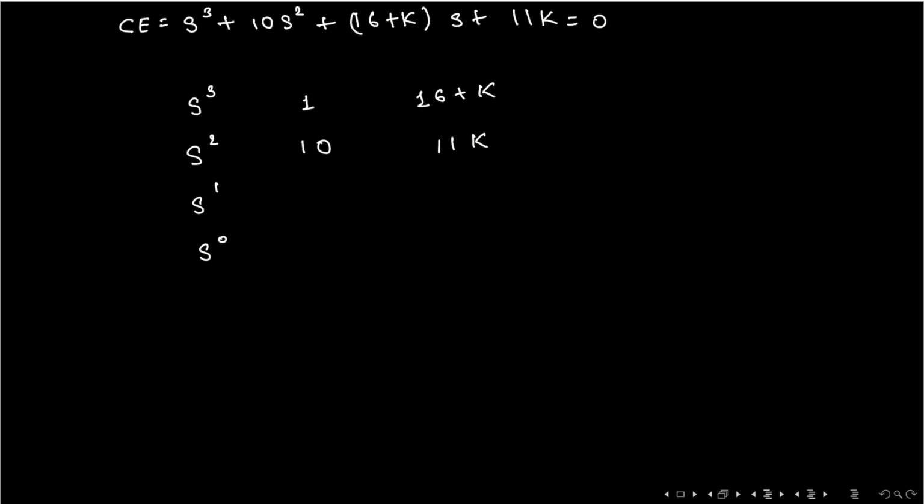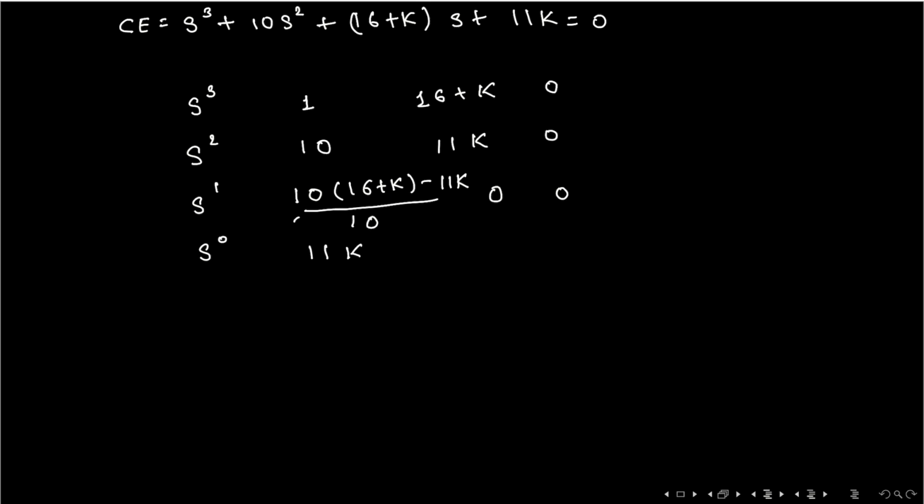To get the entry for s1, we will do 10 into (16 plus k) minus 1 into 11k, which is minus 11k, whole divided by 10. Then the second entry will be, here we have 0 and 0, so 10 into 0 minus 1 into 0 by 10 is 0. Similarly, we will get 0 here. The entry for s0 will be this whole term into 11k minus 10 into 0, divided by the whole thing, so we will get directly 11k.